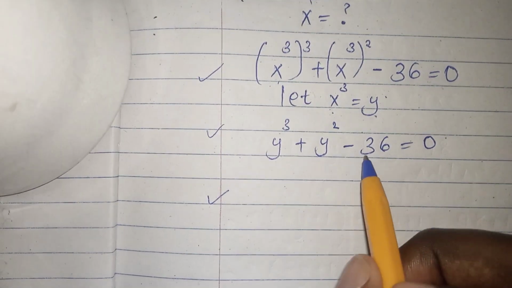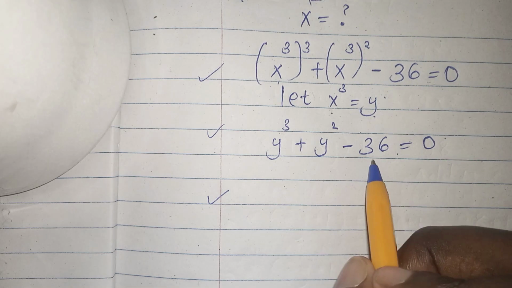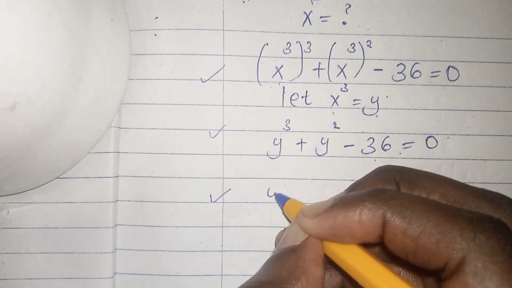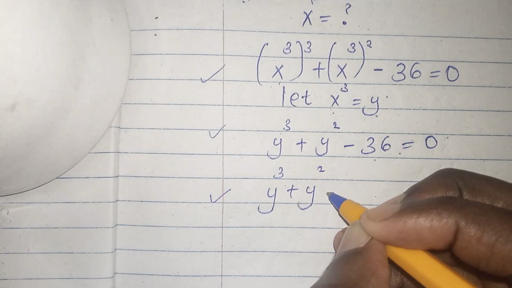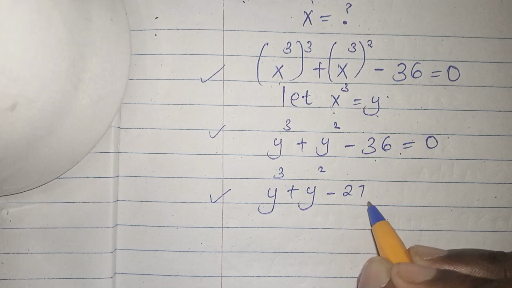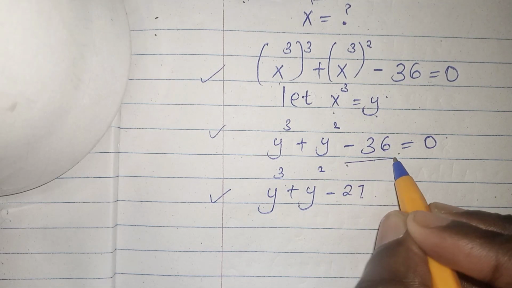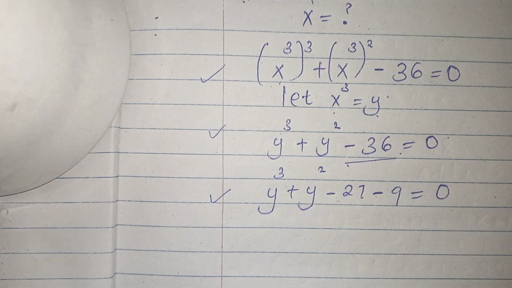Then we have this 36 here. We are going to look for the nearest cubic number to 36, which is 27. So this will therefore be y cubed plus y squared minus 27. So what do we do to this minus 27 so that we can get negative 36? We shall then subtract 9 is equal to 0.